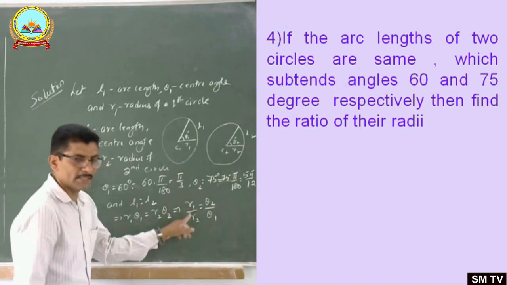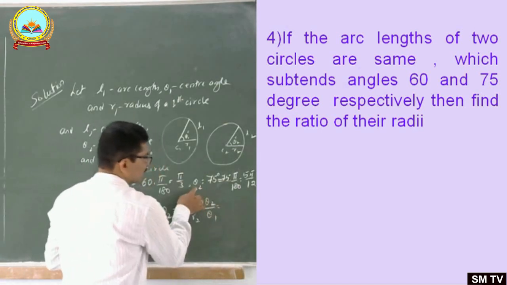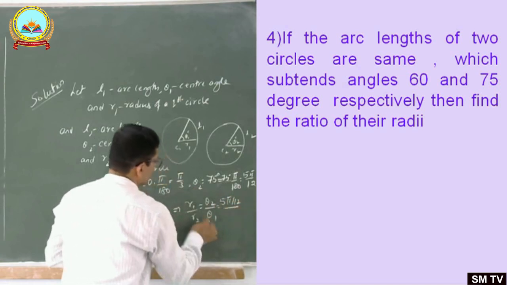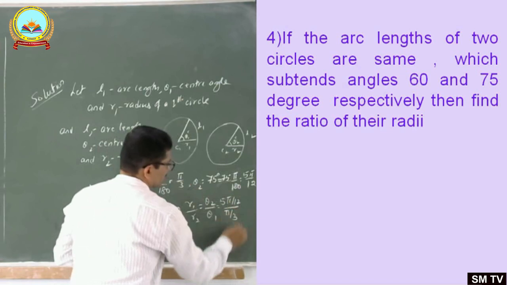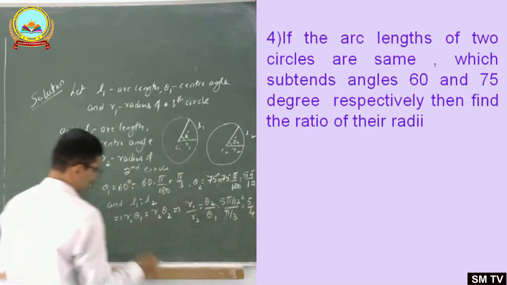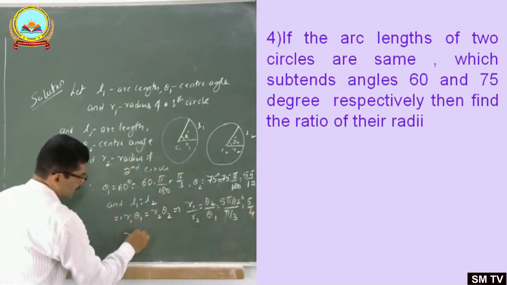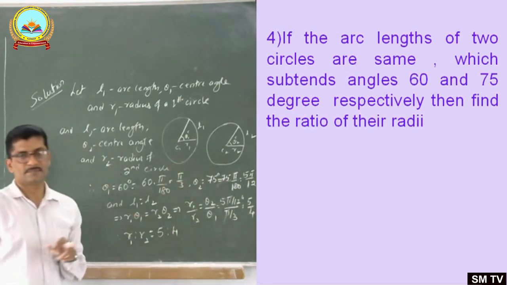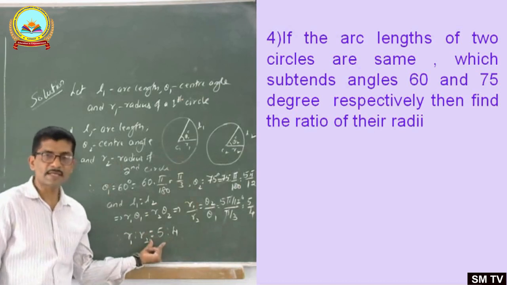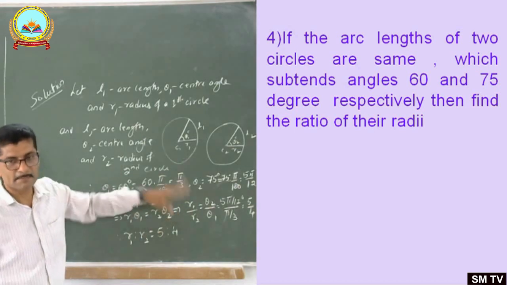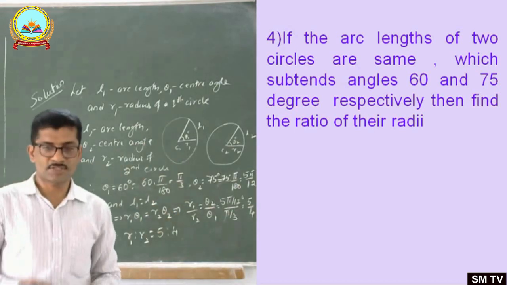The ratio of the radii. What is theta 2? 5 pi divided by 12, divided by theta 1, pi divided by 3. Here pi cancels, 12 divided by 3 gives 4, you get 5 divided by 4. Therefore, the ratio of R1 and R2 is exactly equal to 5:4. This is clear. The ratio of the radii is 5/4. The next question is solved in a similar way.